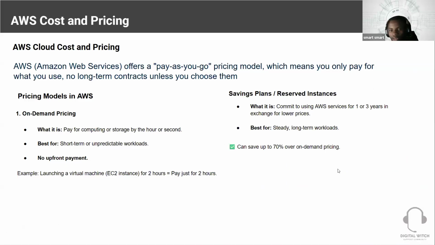The second one is savings plans and reserved instances. A savings plan is where you commit to AWS for 1 year or 3 years. You say, AWS, please, I want to host a website on an EC2 instance, but I want to stay like 3 years. AWS says, okay, if that's the case, we're going to give you 70% cut off. 70% cut off from what? From on-demand pricing. Is that not huge?